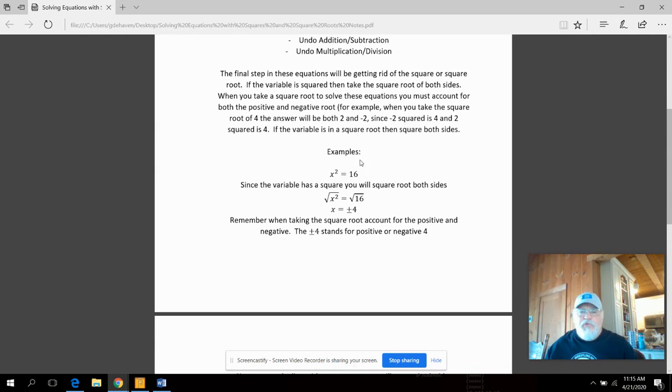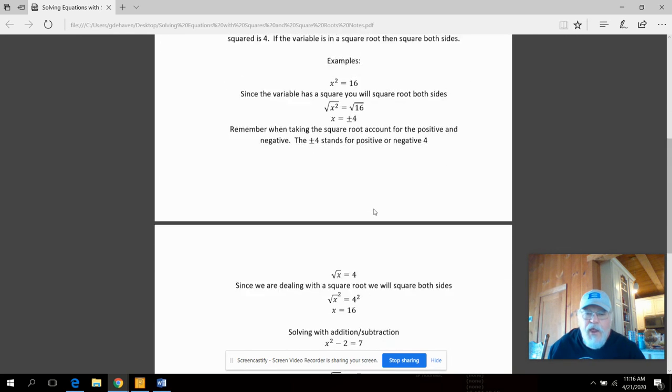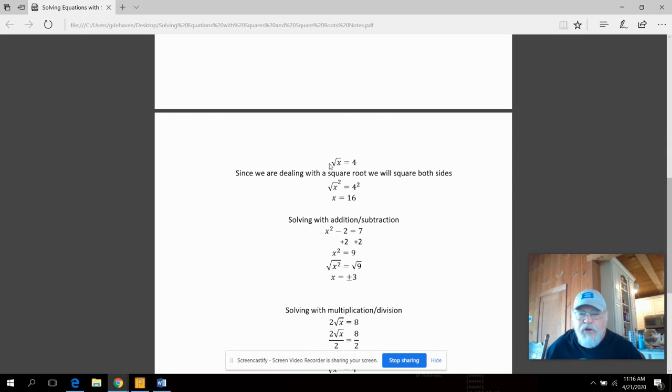So I'm going to show you an example of what I'm talking about. Let's say we do all this and we get down here to x squared equals 16. Since the variable has the square, we're going to have to square root both sides. So we square root x squared, which gives us x. And then we take the square root of 16. Well, the square root of 16 has to be plus or minus 4. So this plus over the minus stands for plus or minus. So the answer will be positive 4 or negative 4. And that's the way you're going to have to do it. You probably won't be able to type this plus or minus, so you can just say x equals 4 or negative 4. All right?